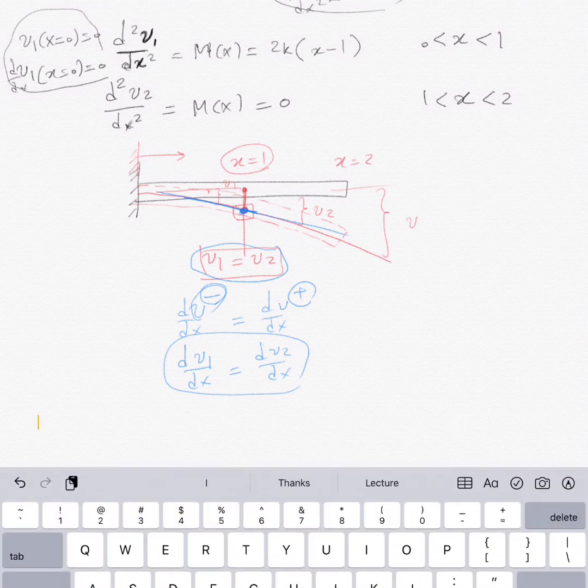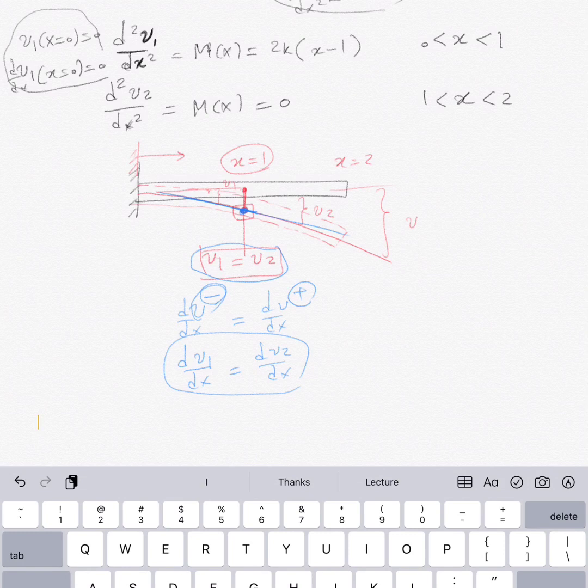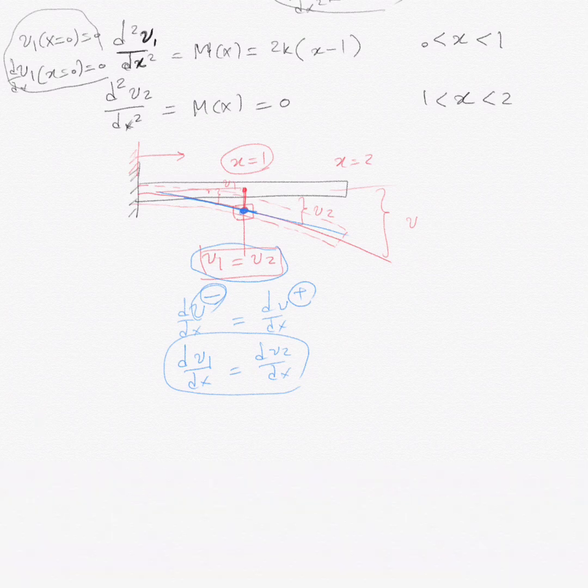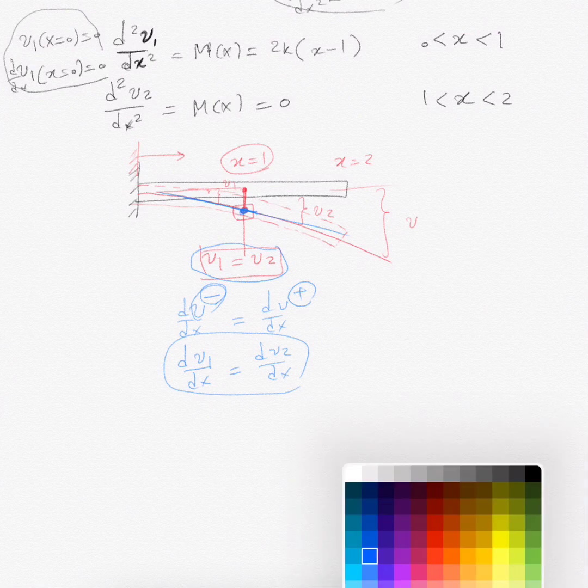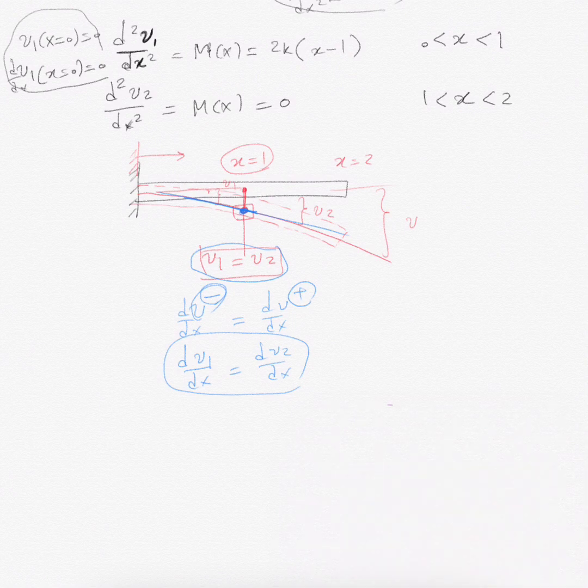Let's label them in a color. Let's use some sort of new color like purple. So this is boundary condition 1, boundary condition 2, and this is condition number 3, condition number 4. So I have 4 conditions.